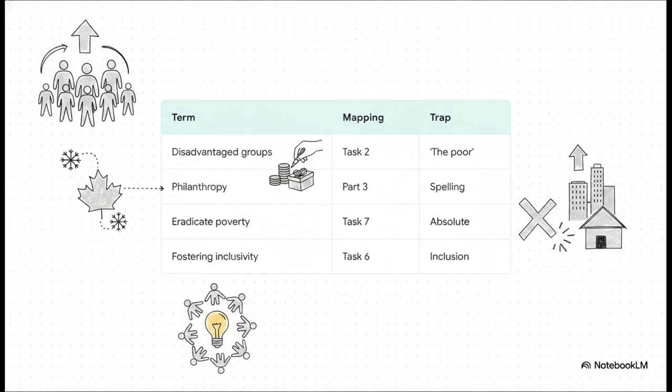Then we have eradicate poverty. Pair this with aim to eradicate poverty, especially for Speaking Task 7 when you're discussing federal political platforms. The trap is that eradicate is an absolute verb. That means you should never say partially eradicate. It's literally all or nothing.